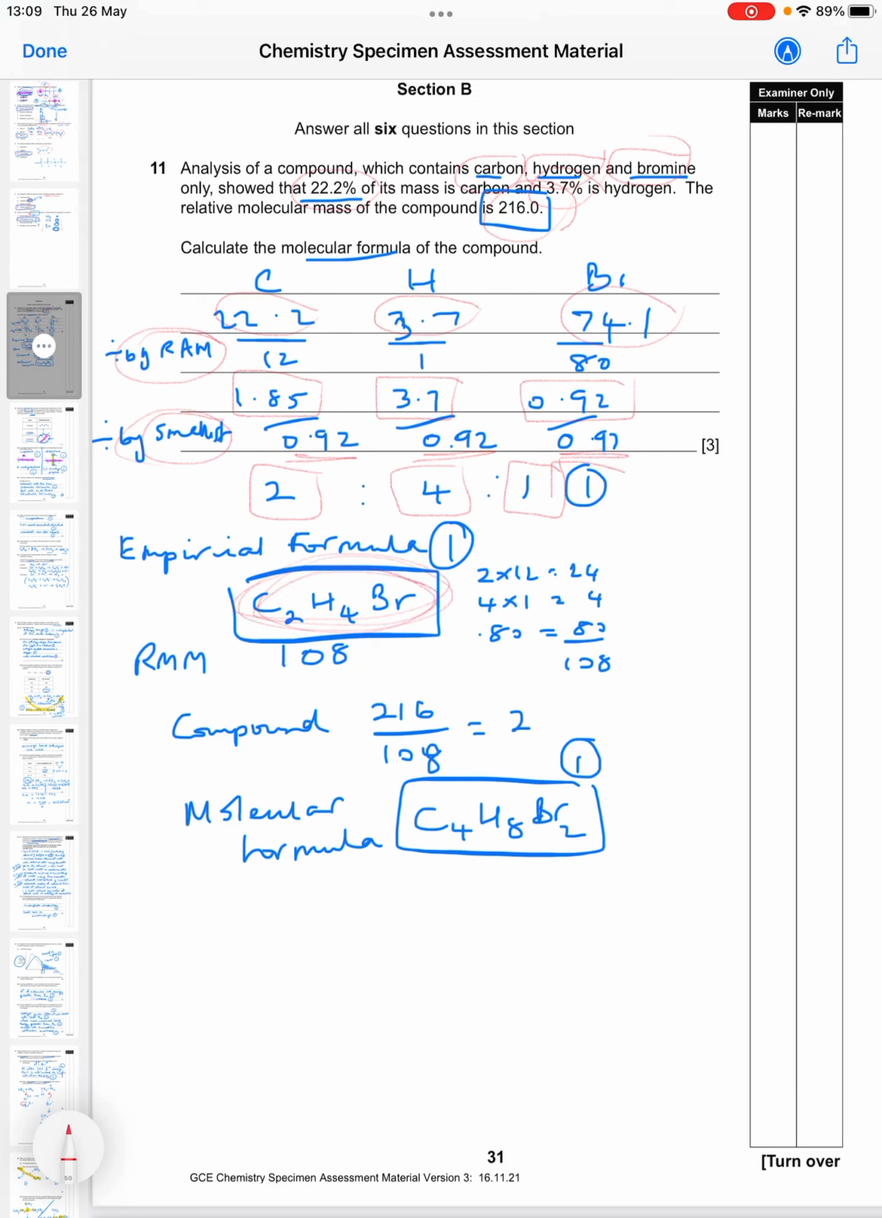And then I'm working out the molecular mass for 1 unit of the empirical formula. And you see here I have 2 12s for the carbon, 4 1s for the hydrogen, and 80 for the bromine, so that's a total of 108. I take the mass of the compound that we have, divide it by that mass of 1 unit of the formula, and that gives me 2. So what I'm going to do then is multiply this empirical formula here by 2, which gives me C4H8Br2. And your 3rd mark is for giving that formula.